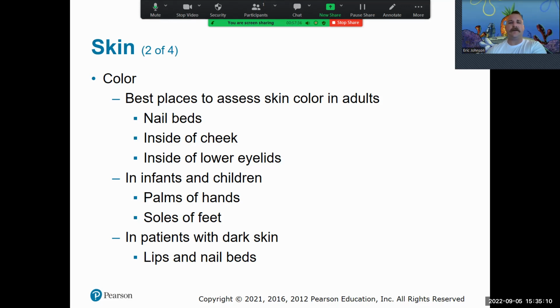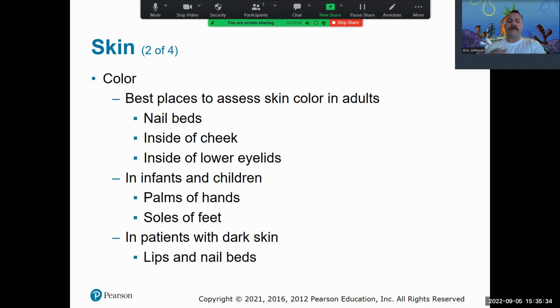So let's talk about where to look first. The best place to assess skin color in adults is going to be in the nail beds, and that's also where we effectively look for capillary refill. They say inside of the cheek. No, we're not going to do that. We're not going to look at the patient and say, open your mouth, and then fish hook them. That's ridiculous. Or the inside of the lower eyelids.